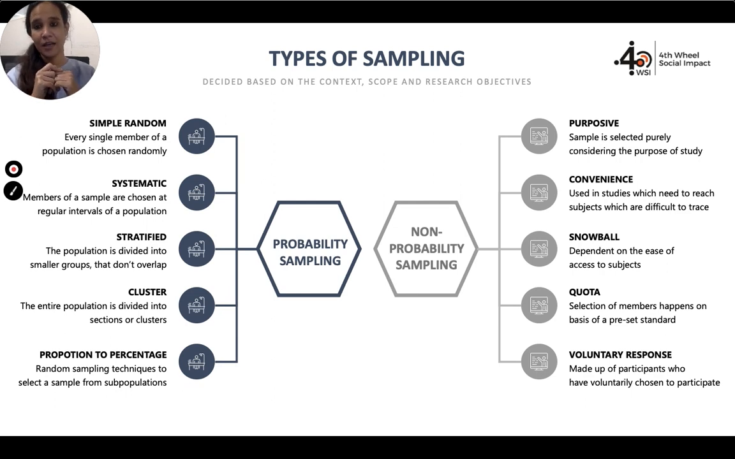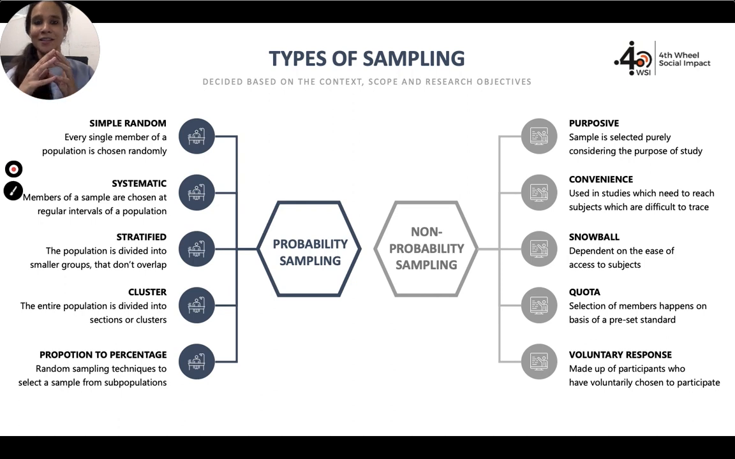Quota sampling, again, is quite similar to cluster or purposive, but what we need to think about here is that we have some preset standards, that we will only select girls who have attended the program for more than one academic year, or there's some preset standard for selecting our respondents. Finally, there could also be voluntary response sample, where we've put out a survey, and everyone who wants to respond and give feedback on the program or on the impacts of the program voluntarily chooses to participate.